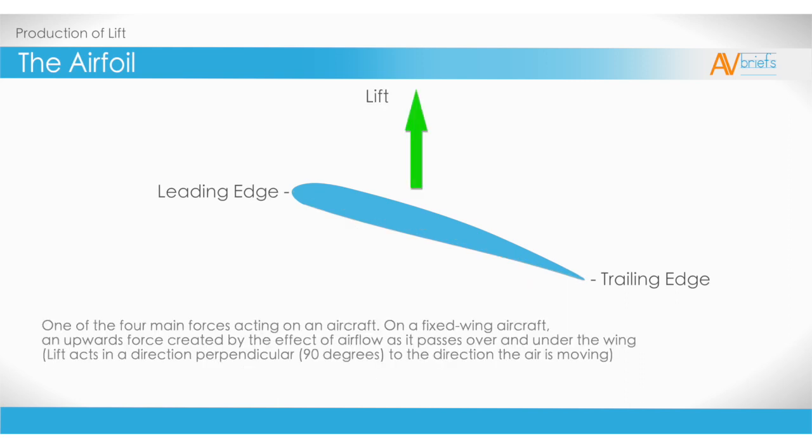Lift is one of the four main forces acting on an aircraft. On a fixed-wing aircraft, an airplane, it's defined as an upwards force created by the effective airflow as it passes over and under the wing. Lift acts in a direction perpendicular, at 90 degrees, to the direction the air is moving, as you can see with the green line pointing at 90 degrees to the relative airflow.